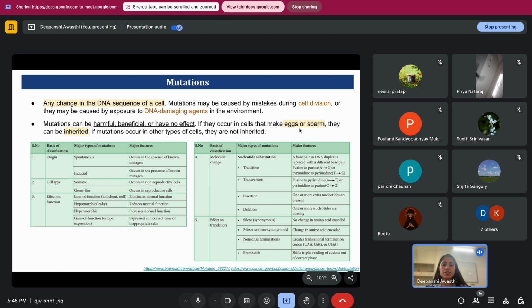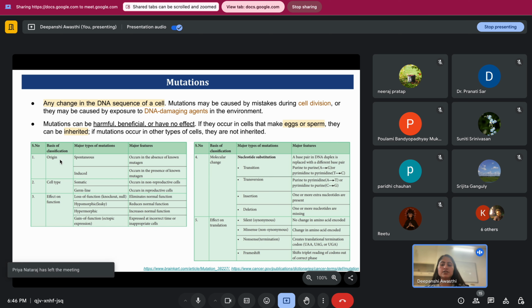If these mutations occur in the germ cells, then these mutations will be heritable. Whereas if these mutations occur in some other cell of the body, the somatic mutations, they will not be inherited. And here are different ways of classifying mutations.